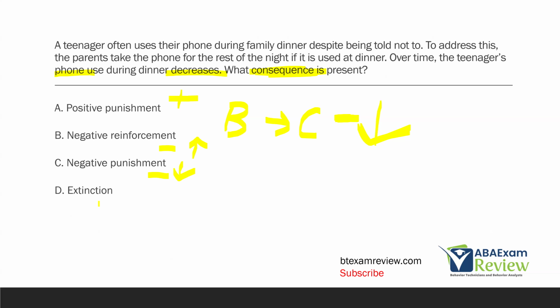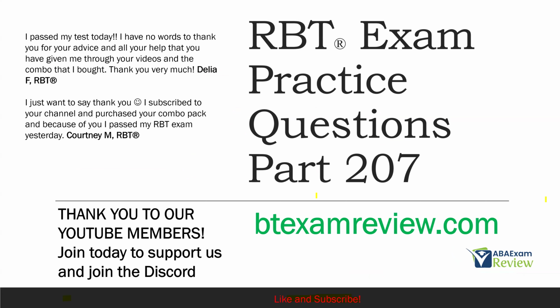What is extinction? Extinction, we're just withholding something that is decreasing. Nothing's being withheld here. We're taking that phone away. So the consequence present here is C, negative punishment. For consequence questions, we want to think about how is the behavior changing and then is something being added, removed, or withheld?